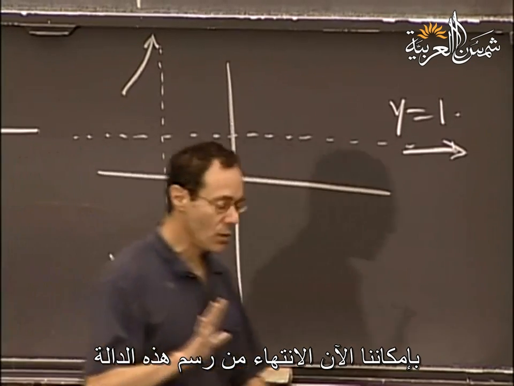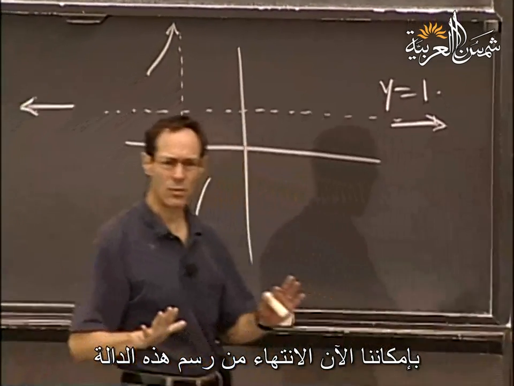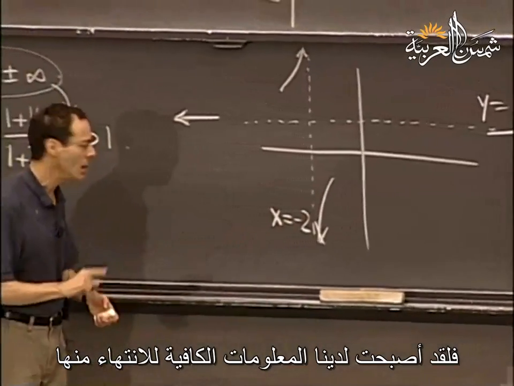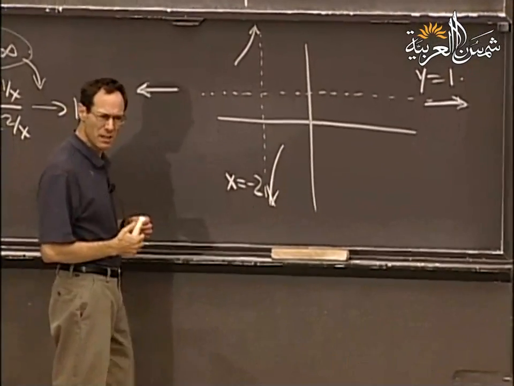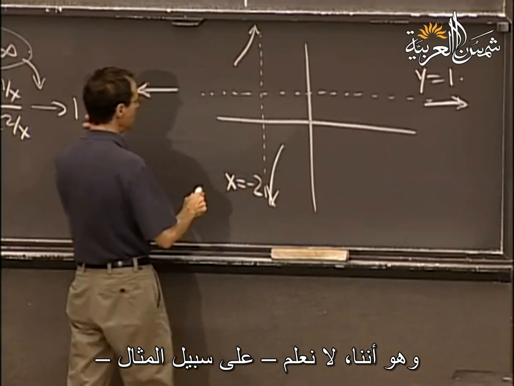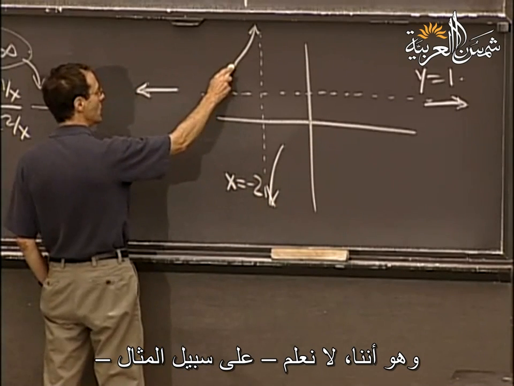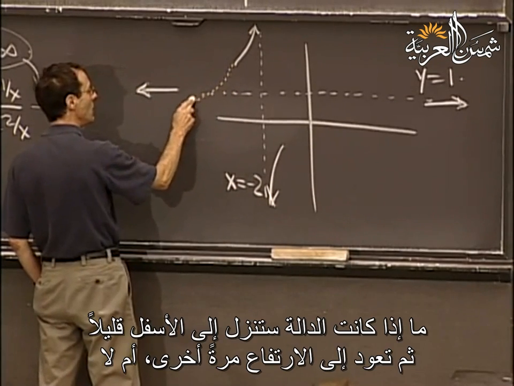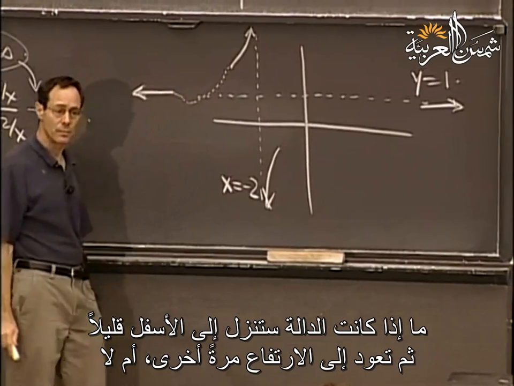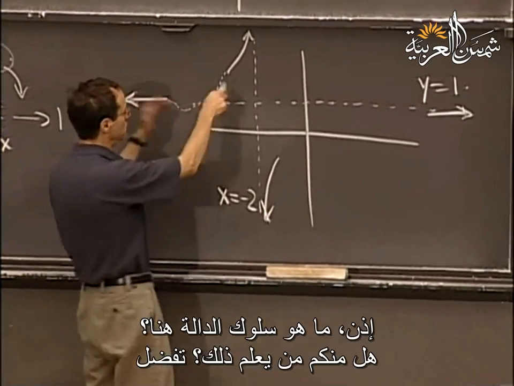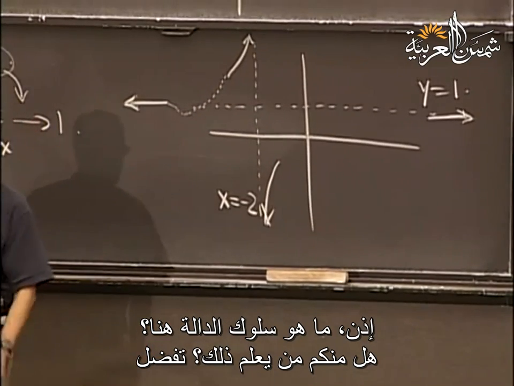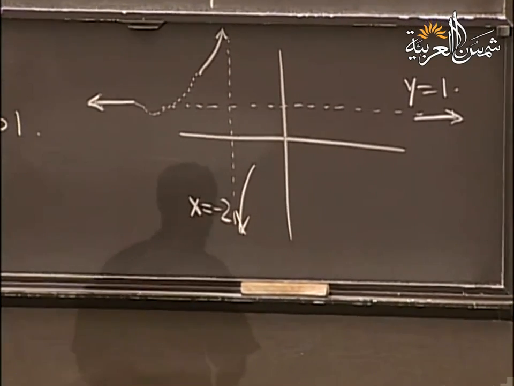Now, there's an issue. I can almost finish this graph now. I almost have enough information to finish it. But there's one thing which is making me hesitate a little bit. And that is, I don't know, for instance, over here, whether it's going to maybe dip below and come back up or not. So what does it do here? Can anybody see?